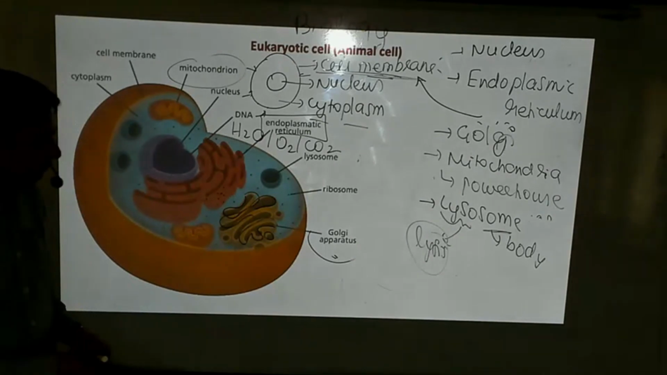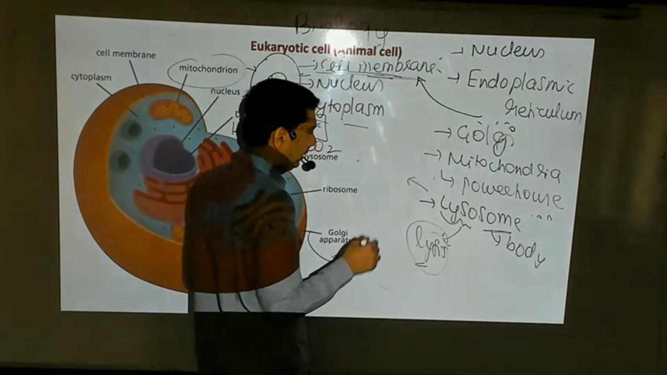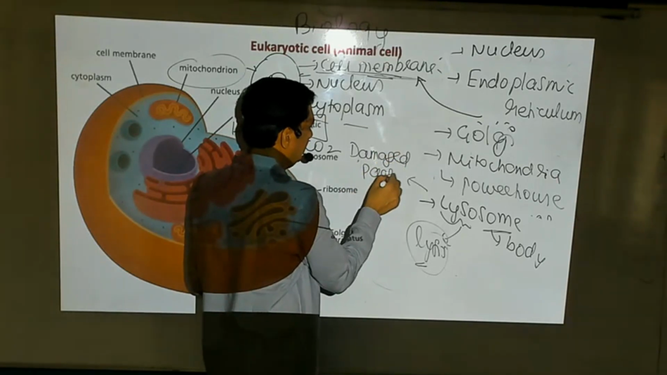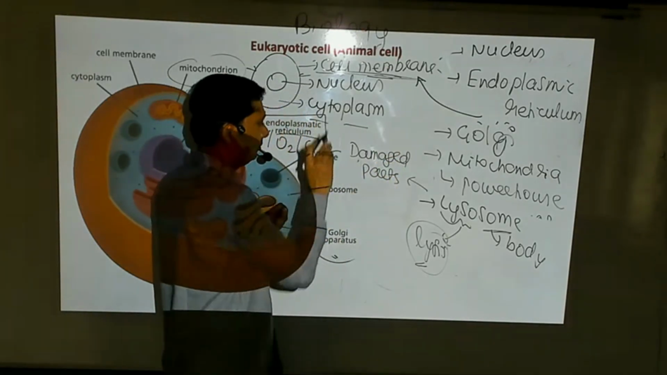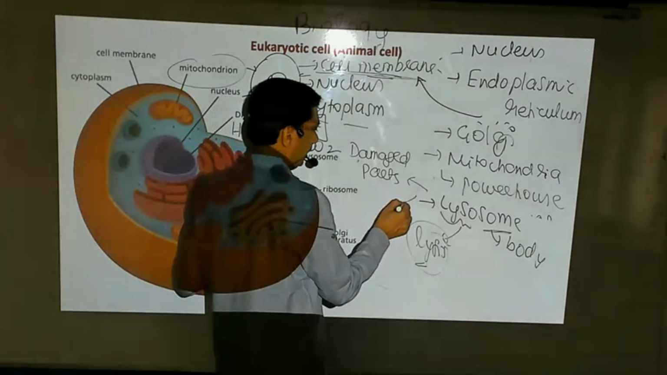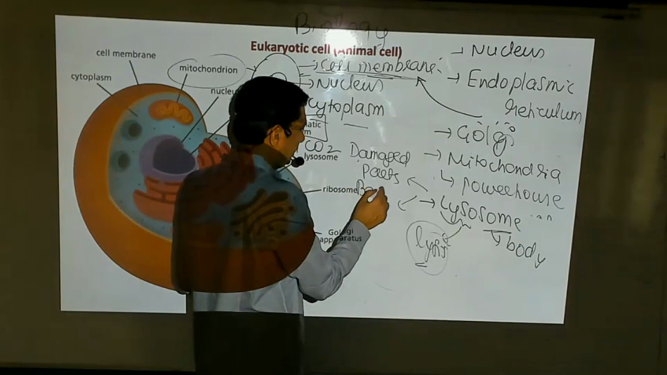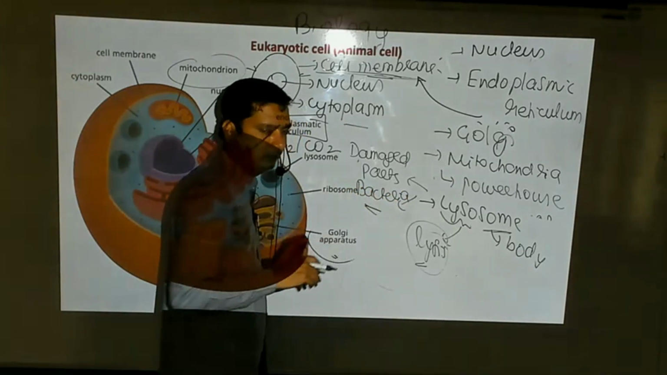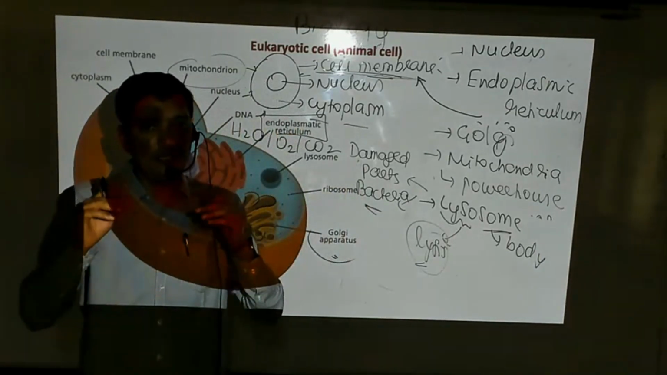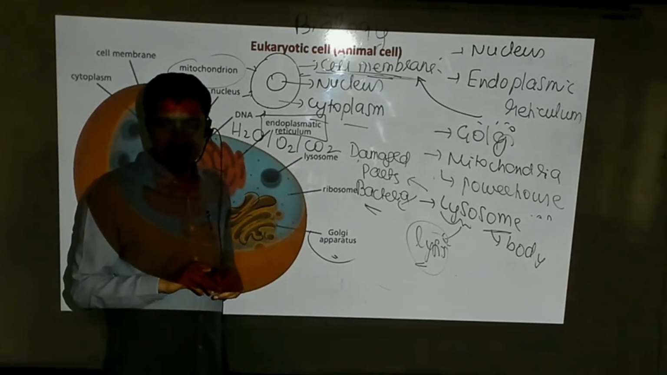Lysosome. What is it lysing here? Lysosome can lyse, let's say, damaged parts. If there are any damaged parts in the cell, something is broken, it will recycle them. Not only the body parts, even external organisms like bacteria that get into our cell. It can eat that bacteria and digest it into pieces. So it can even lyse bacteria. It can lyse damaged parts.